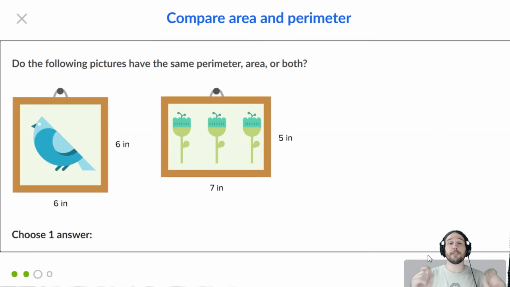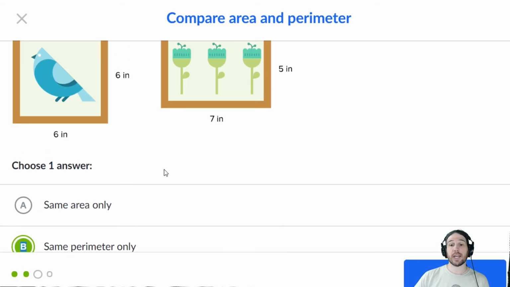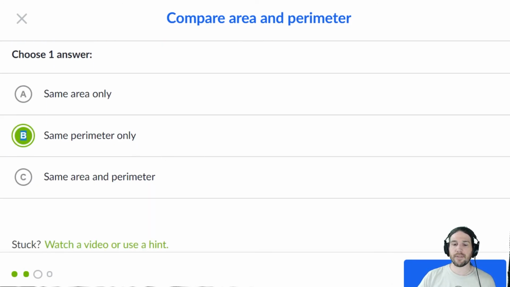Now this one is different. They clearly are not the same. So let's see. 6 times 4 is 24, so this one has a perimeter of 24. This one has a perimeter of 7 and 5 is 12, that would be 24 as well. So they do at least have the same perimeter. Let's talk area. 6 times 6 is 36. 7 times 5 is 35. They do not have the same area. They only have the same perimeter.